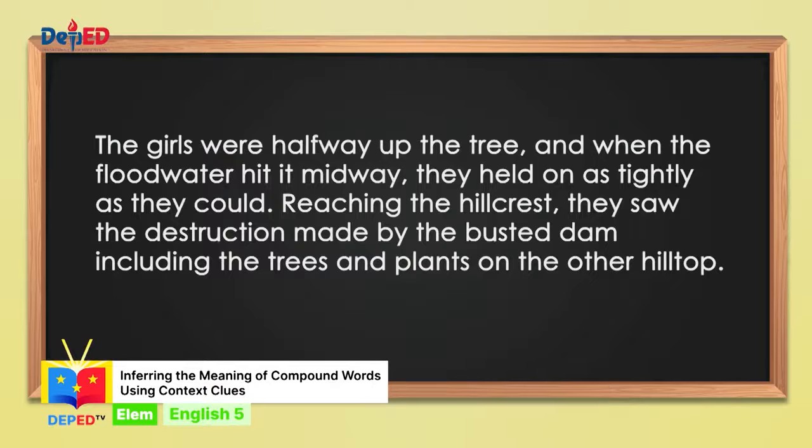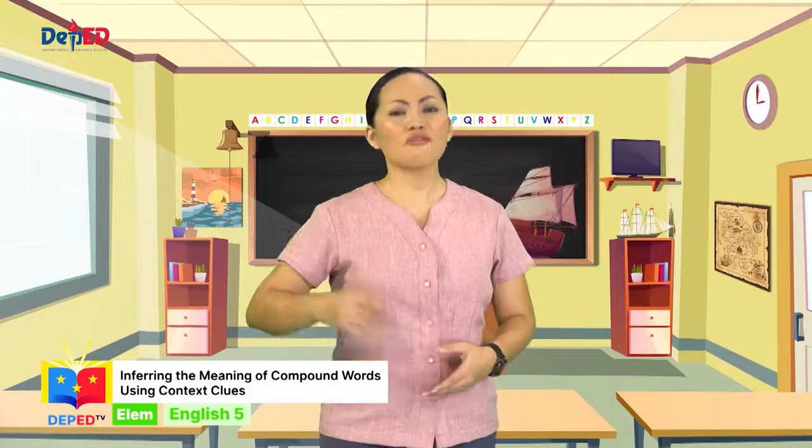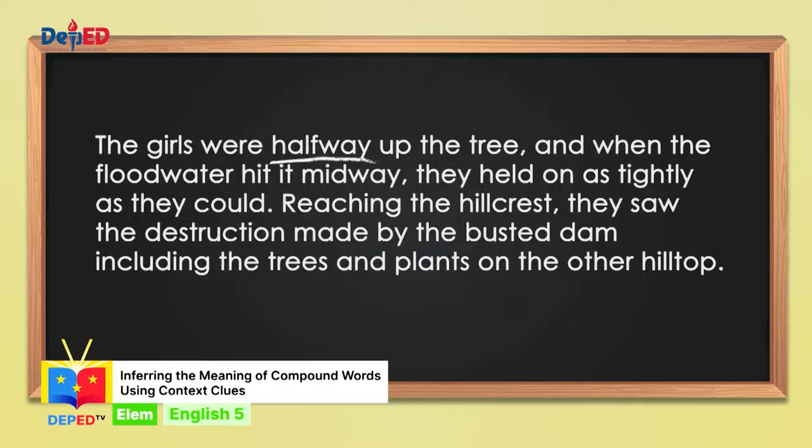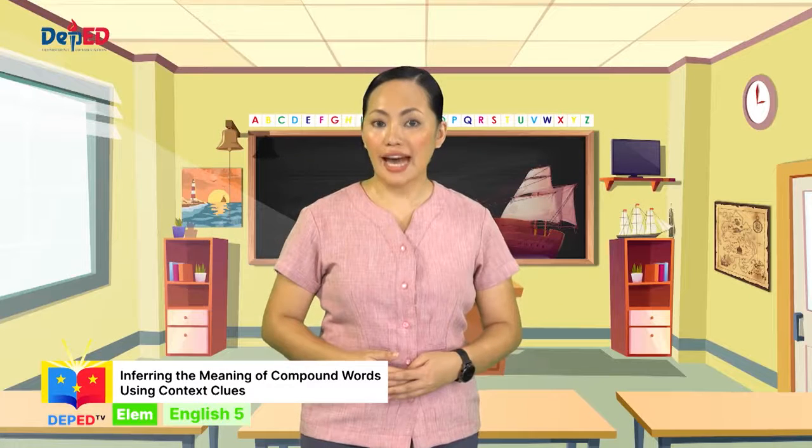Five compound words used in the paragraph are halfway, floodwater, midway, hillcrest, and hilltop. Did you get all the answers right? Very good! Now, let's read the next question. Which word in the first sentence means the same as halfway? Correct! The answer is midway. Midway means the same as halfway.